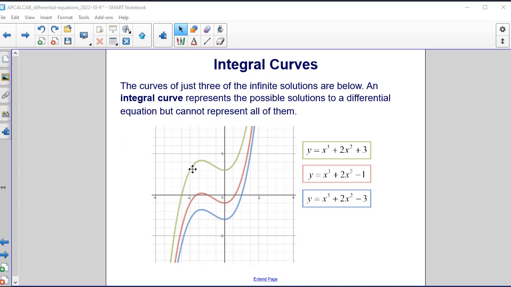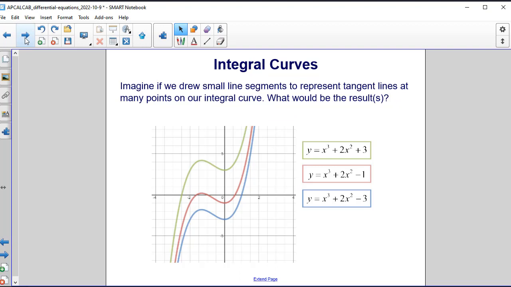So the green curve is represented by the equation y is equal to x cubed plus 2x squared plus 3. The red curve is represented by y is equal to x cubed plus 2x squared minus 1, and the blue curve is represented by y is equal to x cubed plus 2x squared minus 3. Plus 3, minus 1, and negative 3 represent the y-intercepts of each of the curves.